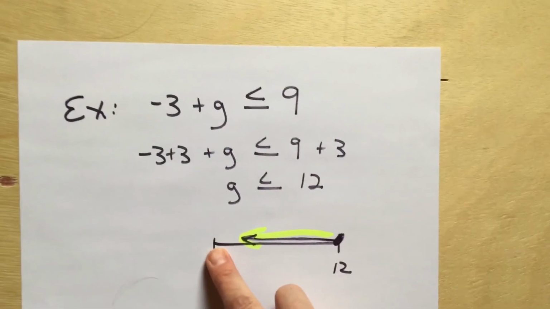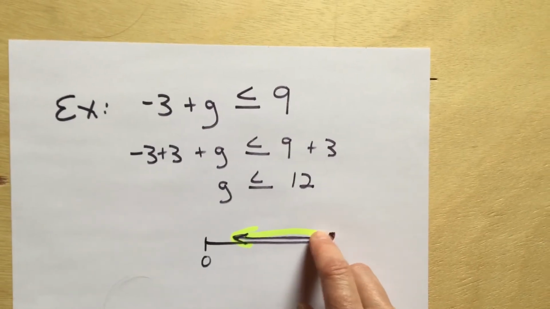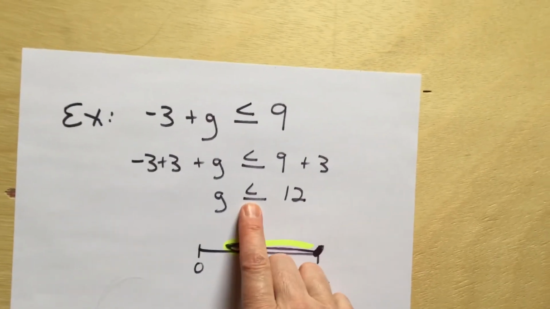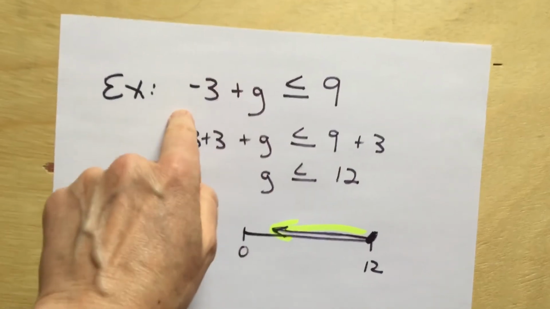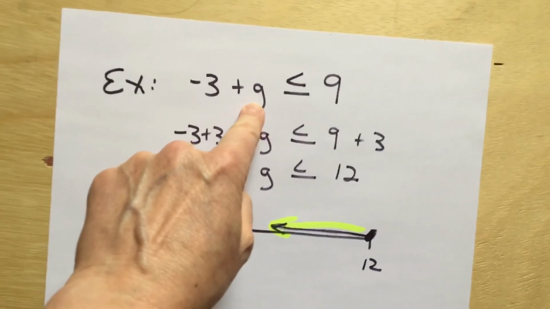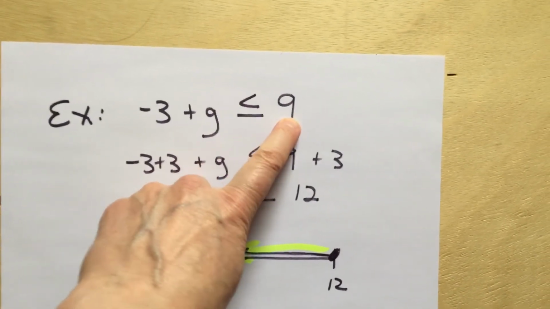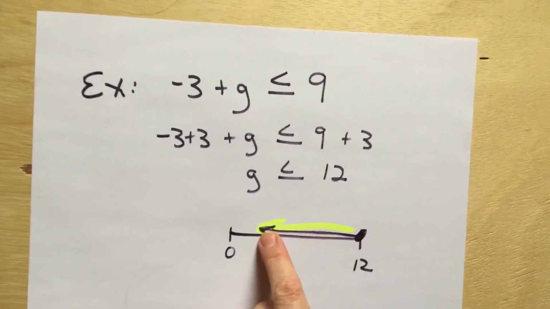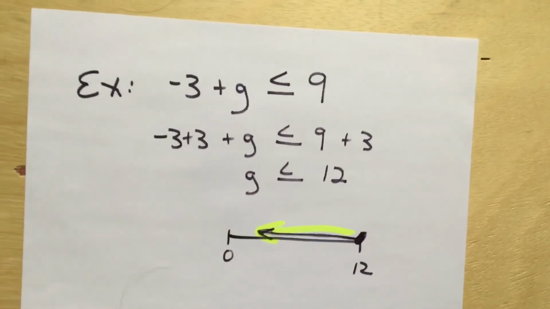So on my number line then, I draw a 0 and a 12. I'm going to fill in that circle because I'm including the 12, and I'm going to go less than 12. So anything past that going to the left is going to work for this inequality. So let's pick a number here. Let's pick 10, for example. If I put in 10 for g, negative 3 plus 10 would give us positive 7. Is positive 7 less than or equal to 9? Yeah, so that works. So that's my arrow then going the right way, to the left. So any number past, including 12, past 12 to the left would work for that problem.